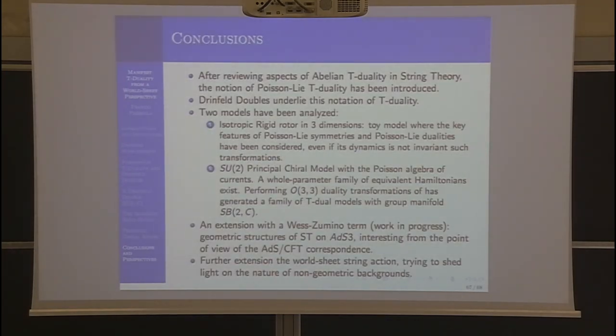So, conclusion. After reviewing aspects of abelian T-duality in string theory, the notion of Poisson-Lie duality has been introduced. So, two models have been analyzed. We are considering now an extension of the principal chiral model with the Wess-Zumino term. This is a work in progress that could be interesting because there are geometric structures of string theory on AdS3 that can be studied maybe through this model. And this is interesting from the point of view of the AdS/CFT correspondence. Further extension to the worldsheet string action can be done, and hopefully they can shed light on the nature of the non-geometric backgrounds. Thank you.